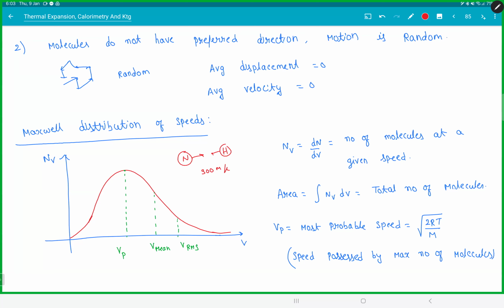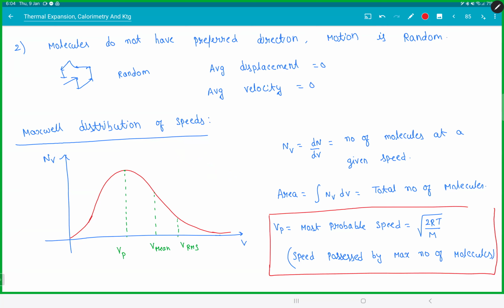Now you tell me, if you want to form ammonia, this speed should be what? Don't you want the maximum number of molecules to have a speed of 300? That means V probable must be 300 for ammonia to form at a maximum rate, isn't it? Is that making sense? So when the maximum number of molecules possess the speed 300, there is a high chance of ammonia forming. So V probable is more important in chemistry. So the V probable helps you like that. So you need to mug up these formulas. That is your V probable. Have a look at this page. Clear?